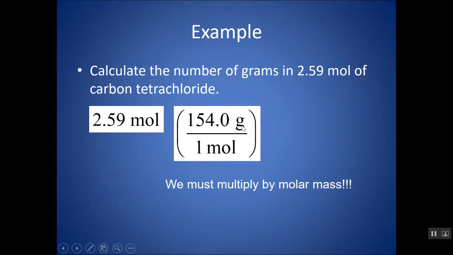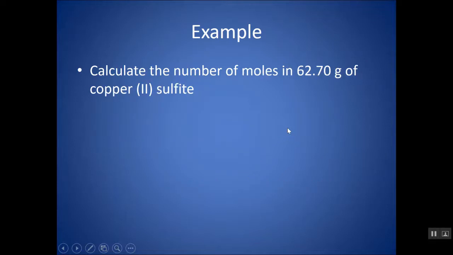Remember that molar mass goes next to grams, 1 goes next to the moles. I want moles on the bottom to cancel, and I'll be left with grams. I'm going to keep 3 sig figs. Take a moment, try this example.